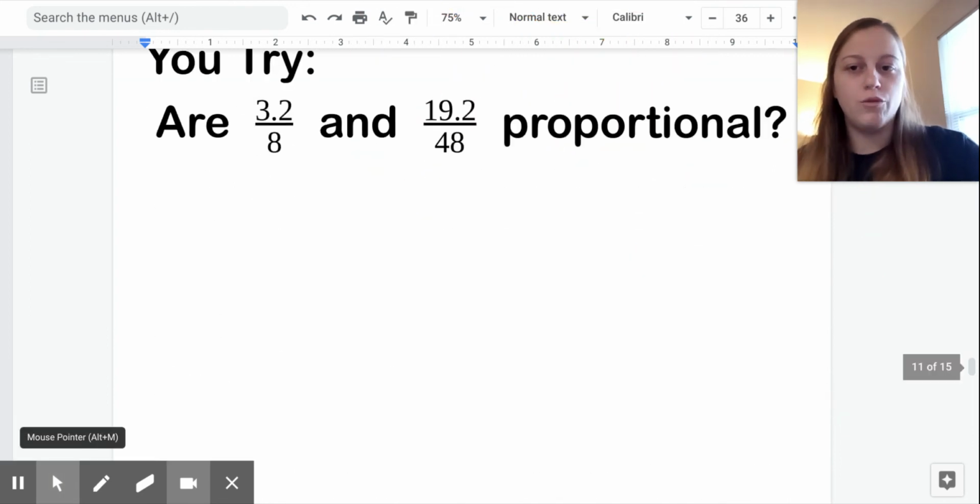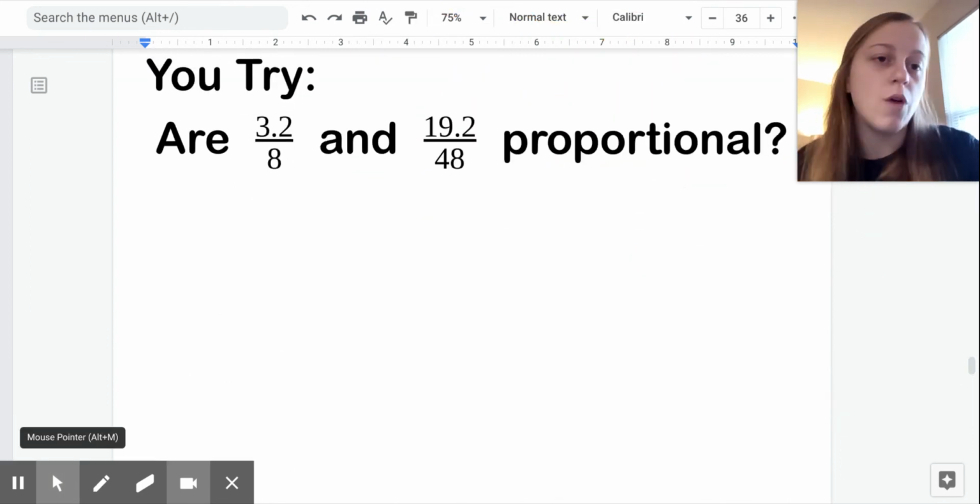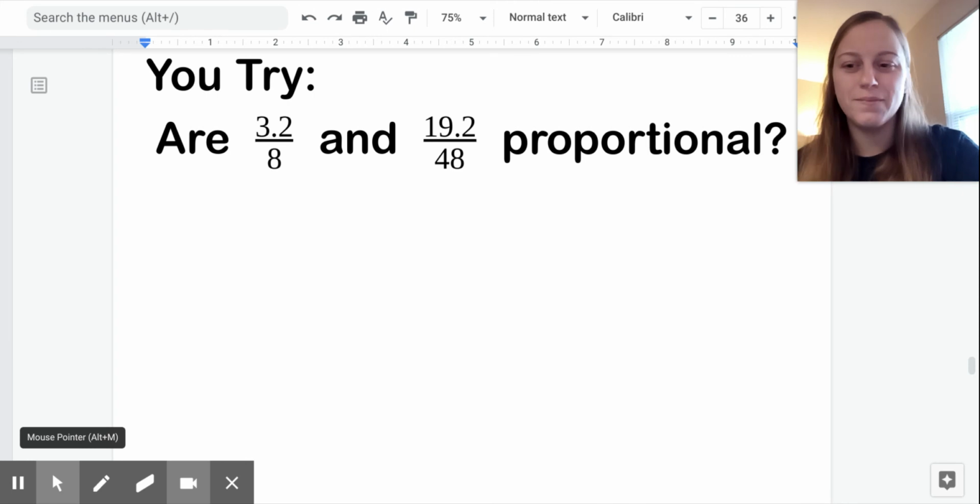Go ahead and you try this one. Are those two ratios proportional? Make sure you show your work. Pause the video while you work.